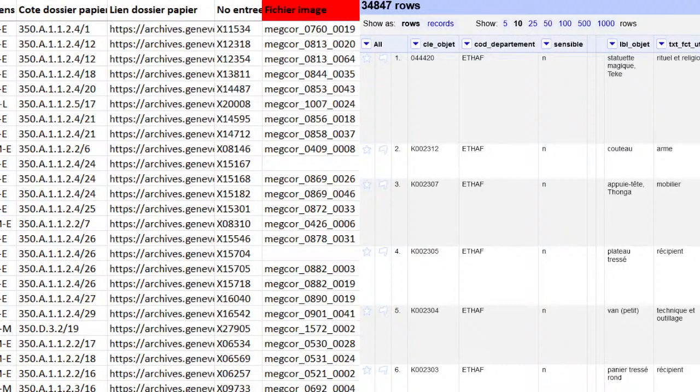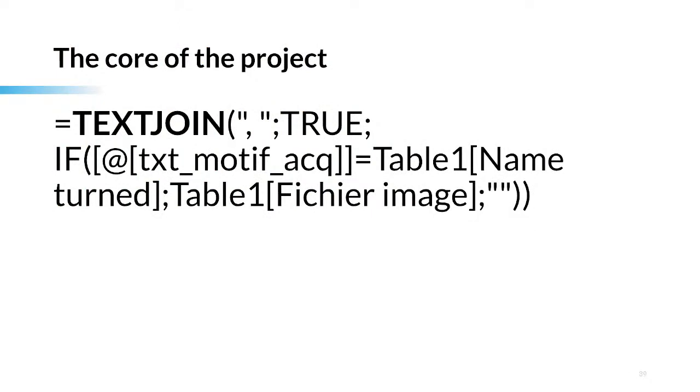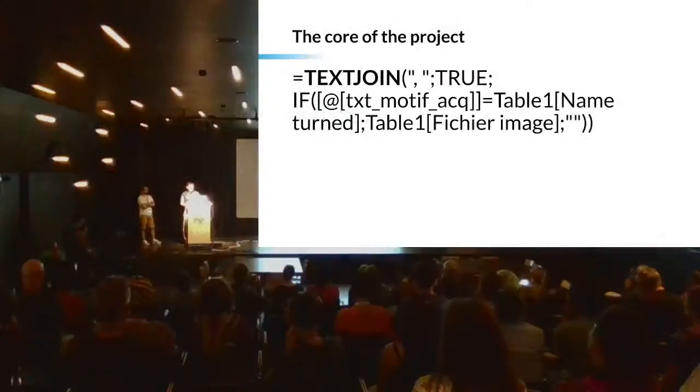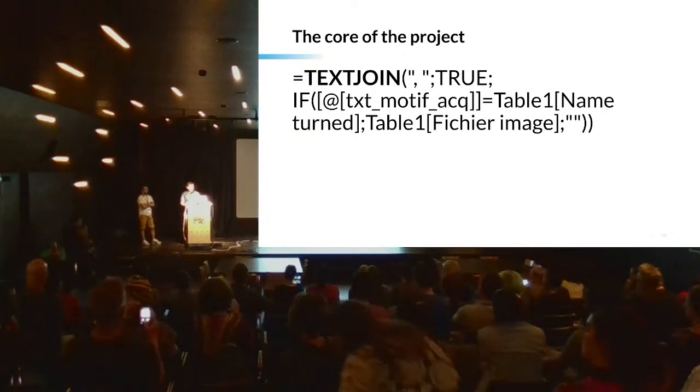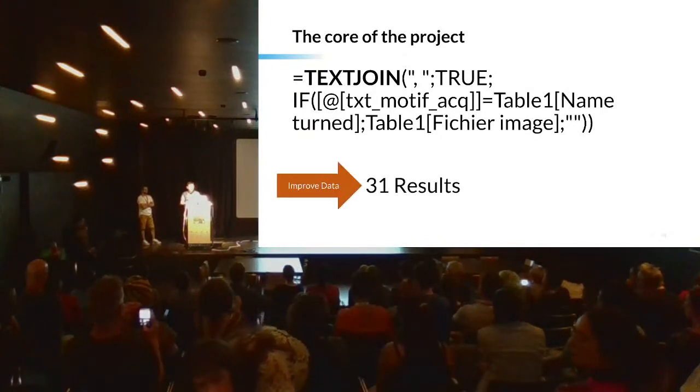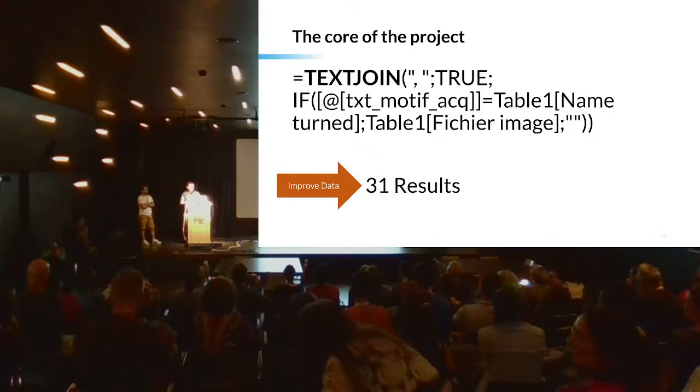So this is the core of the project. It's a simple text join, so that's the first formula we needed. First, we only got 31 results. That's not that much, considering it's a 30,000 rows file. And that was after we improved data quality the first time. So we did it again in more detail, and now we got to 7,000.